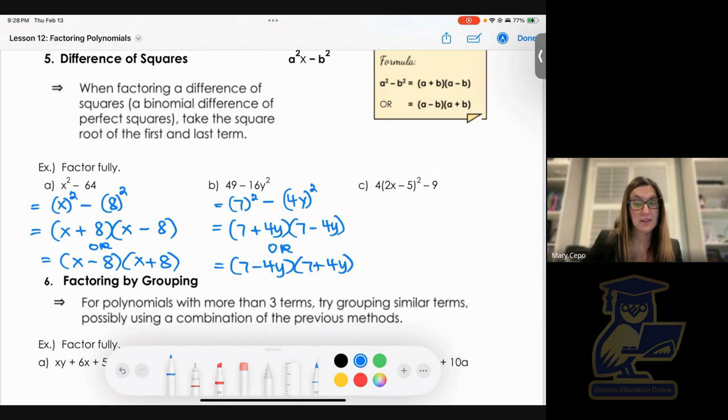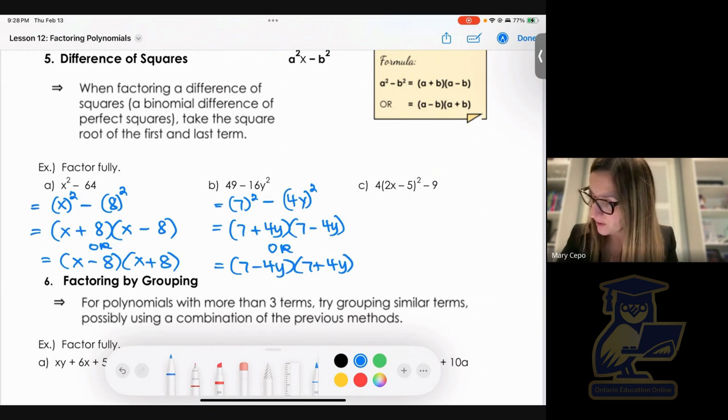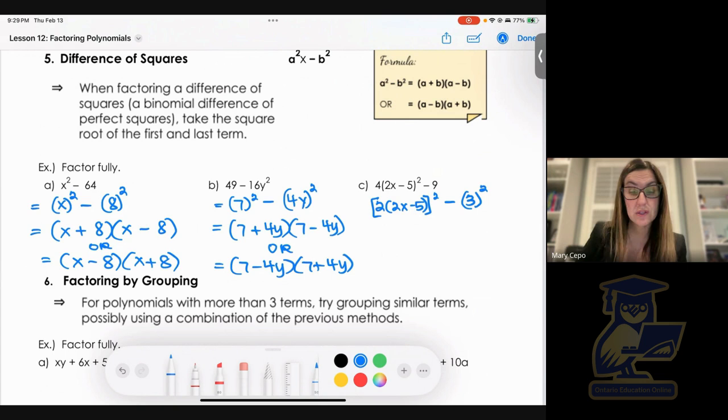Okay, looking at C, again we have to identify the two different terms. One is the expression, the first, and subtract 9 as a perfect square. Keeping in mind, this is the same thing as 2 times (2x minus 5) all to the power of 2 minus 3 to the power of 2. Now, even though the first is an expression and the second one is just a single term, it still qualifies as a difference of squares.